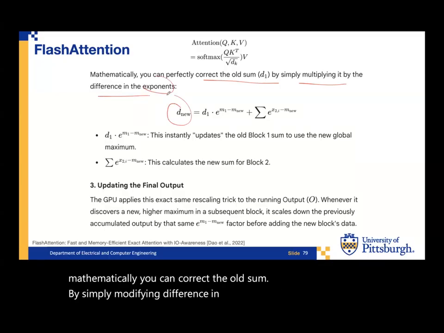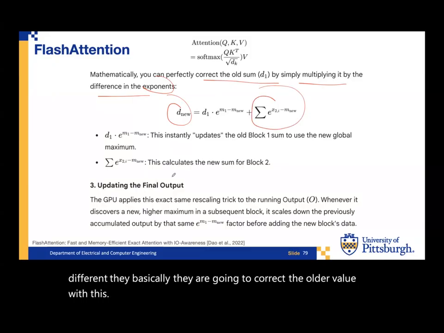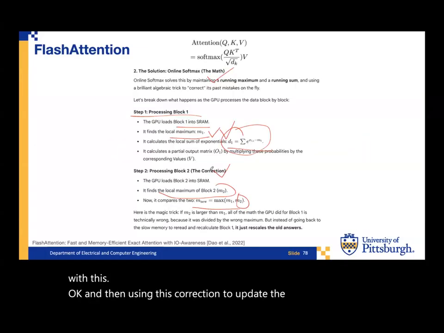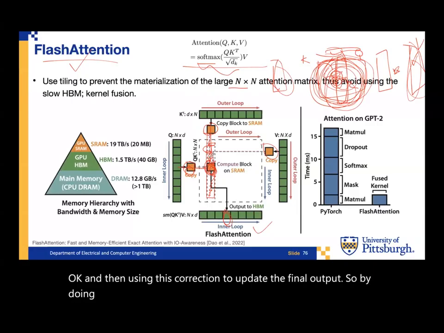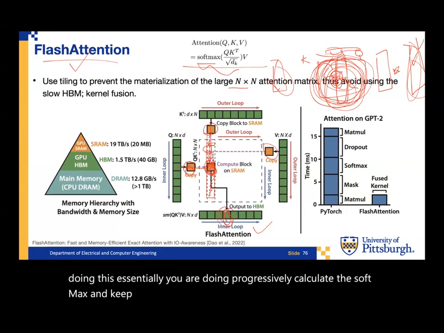Okay. So basically they are going to correct the older value with this. Then, using this correction to update the final output. By doing this, essentially you are progressively calculating the softmax and keep correcting it to give you the final correct value.